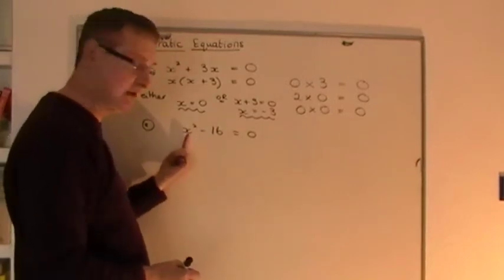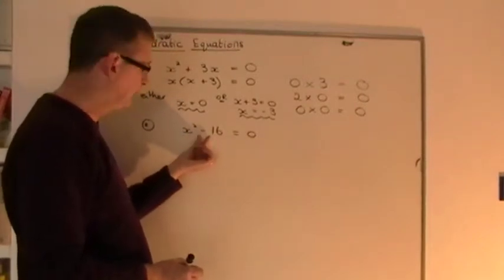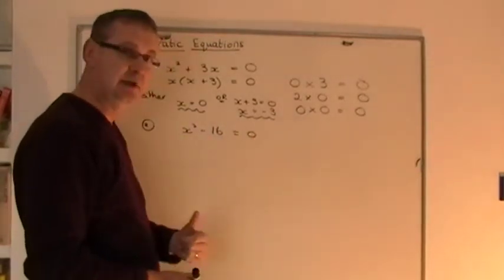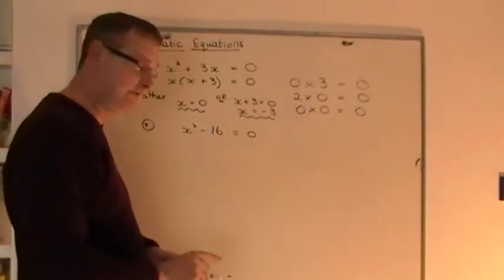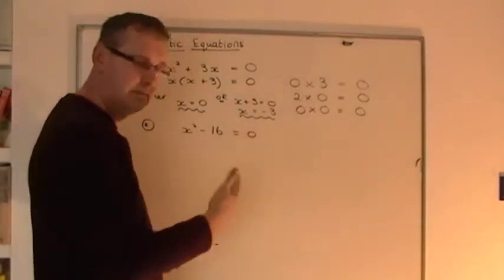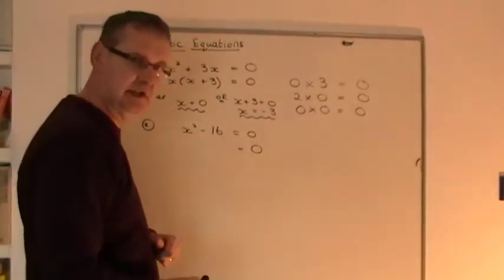Now in this particular example, we've got no x's. No x's at all. But we do have a minus 16 number, and we do have equals 0. So even though we've got no x's, it's in the right format. x squared, no x's, number equals 0. Perfect. Leave the equals 0 alone, factorise the left hand side.